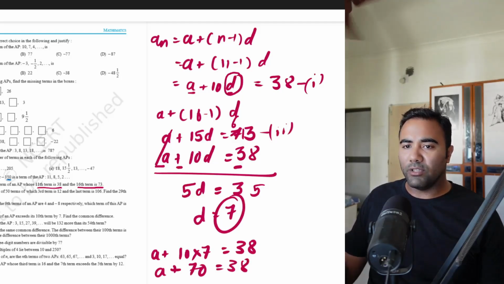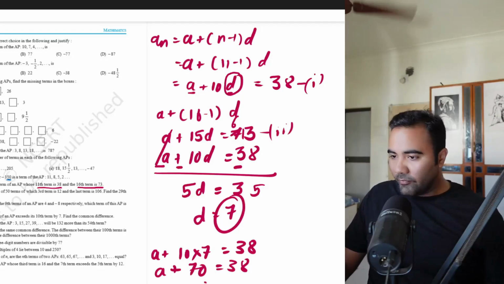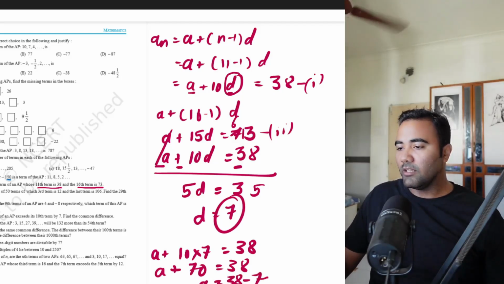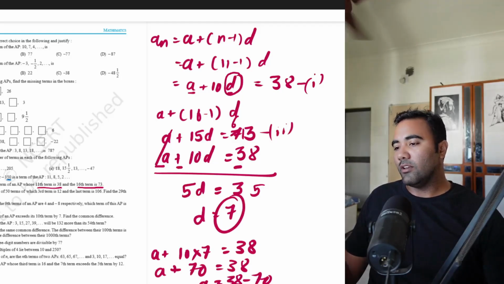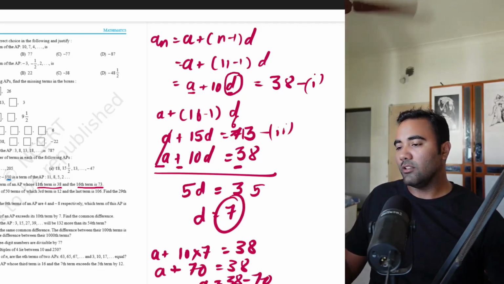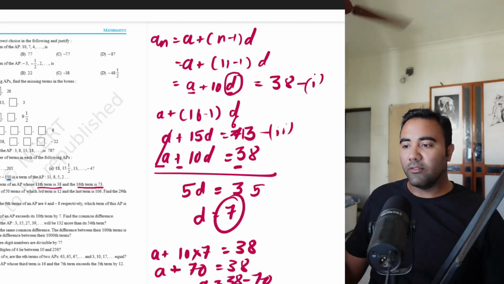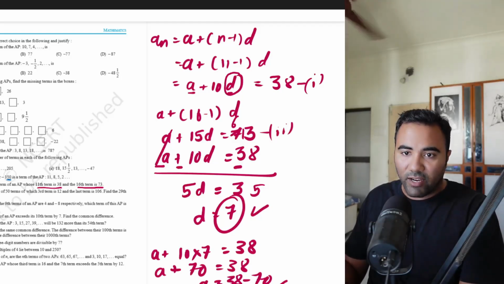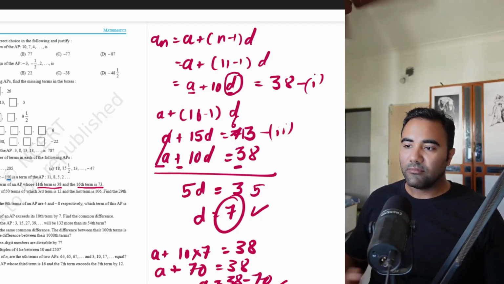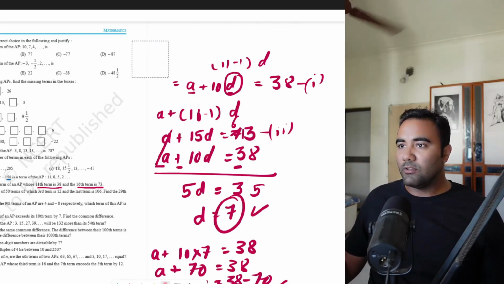So a is going to be negative now, is it? Okay, fine. So a is equal to 38 minus 70. That should be minus 32. The minus 32 is the first term. Okay, so we have d, we have a. Now the question is asking us to find the 31st term. Let me make some space.